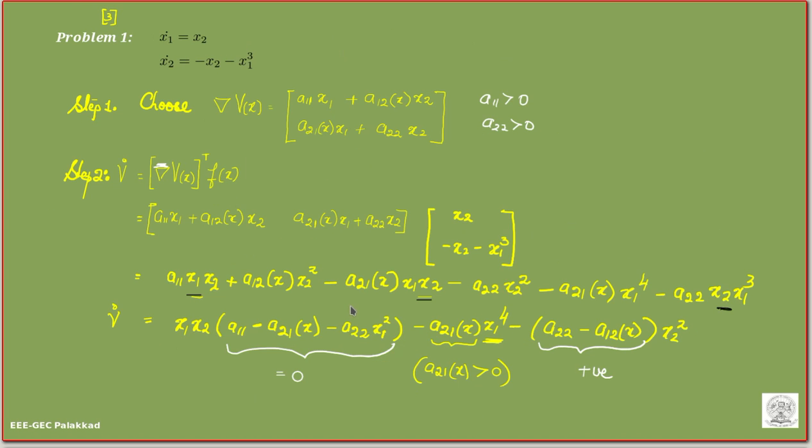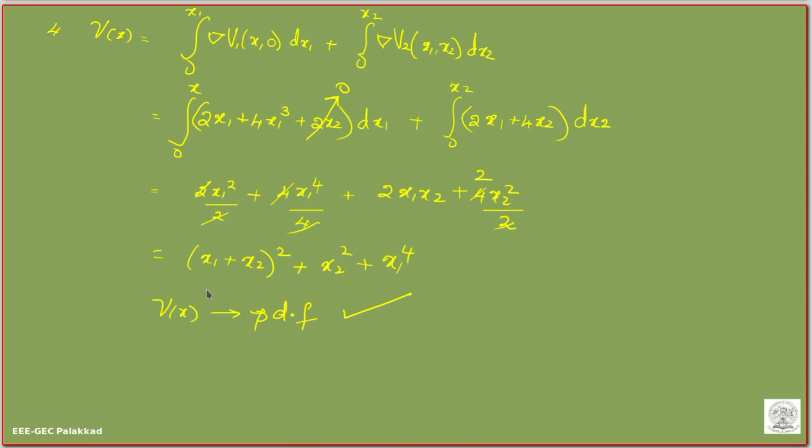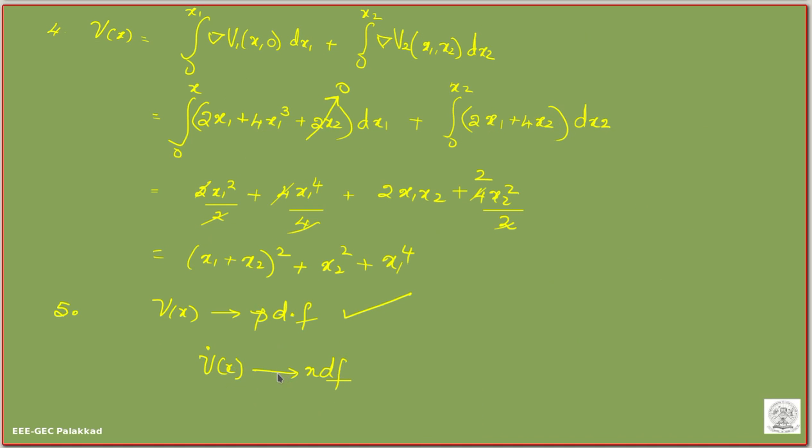I think I have missed out something here. Step. Okay, the integral was this, and this was the fifth part. Checking whether it was a positive definite function or not was the fifth part. So v of x is a positive definite function, and we had also imposed conditions on v dot of x to be a negative definite function. So let us go and verify whether it is true or not. We will go to the second step and check whether v dot of x is a negative definite function.